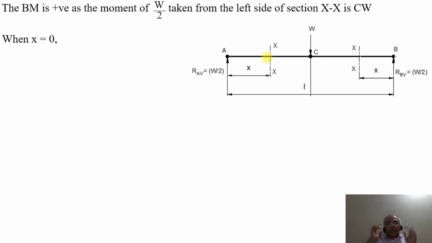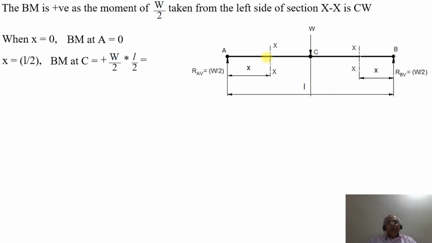So when X is equal to 0, what happens? W by 2 into X will be equal to 0. Substituting the value of X as 0, the bending moment at the point A will be equal to 0. When you are considering the bending moment at the point X equal to L by 2, what happens? BM at the point C: W by 2 into X, putting X equal to L by 2, W by 2 into L by 2 will be equal to WL by 4. So the bending moment at the point C will be equal to WL by 4.